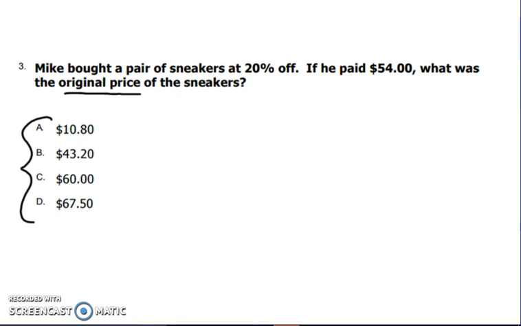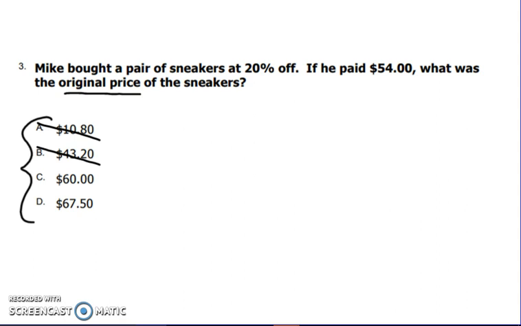So what I'm going to do is automatically eliminate answer choices A and B. Why? Well, let's think about it. You bought a pair of sneakers, you had a discount, but you only paid $54. So is the discounted price going to be lower or higher than what you paid? Well, the discounted price is definitely going to be lower, so you know you had to have paid something larger than $54. So I'm left with answer choices C and D.